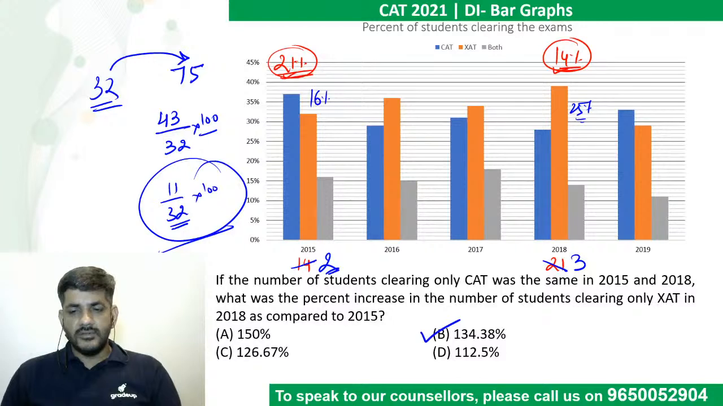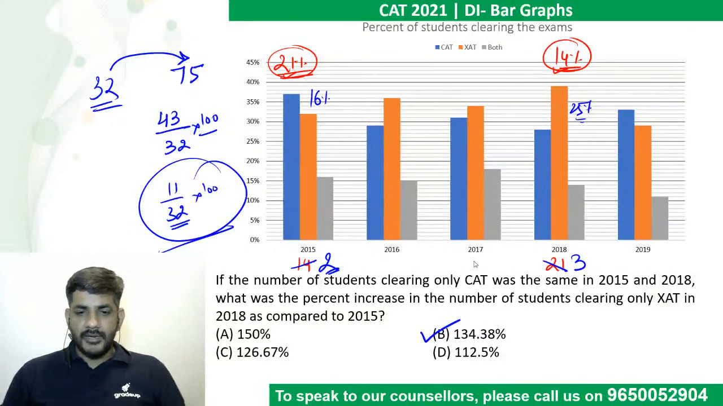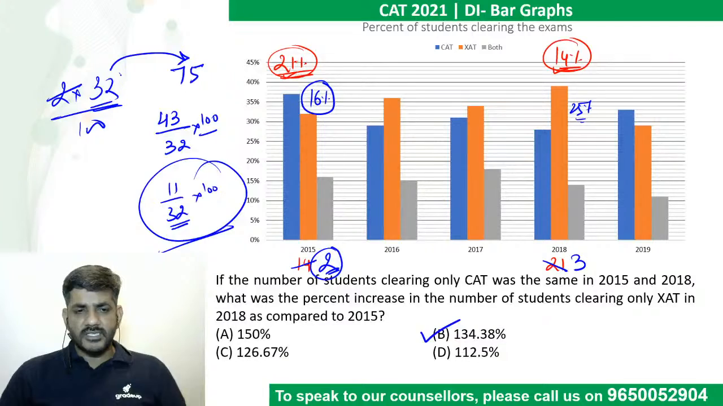Yes, any doubts? If you have a doubt here, you can always post it. I repeat, this was 16% of the total number of students. Total number of students is 2. So 2 into 16% is 2 into 16 divided by 100. So 2 into 16 is 32 divided by 100. Similarly, on the other side, 3 into 25 divided by 100. So 3 into 25, 75.